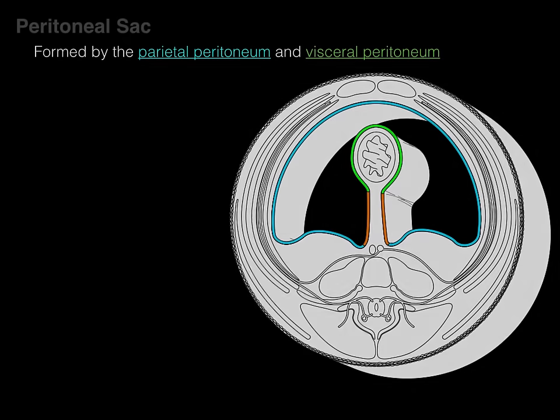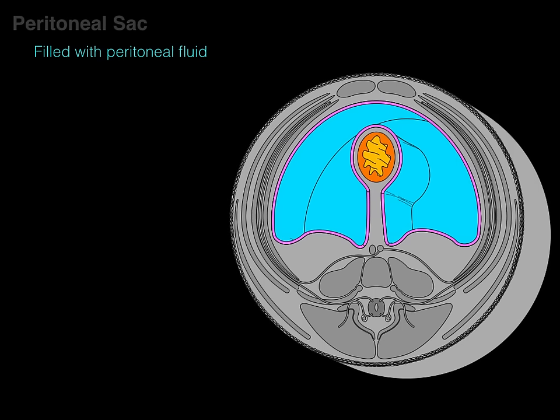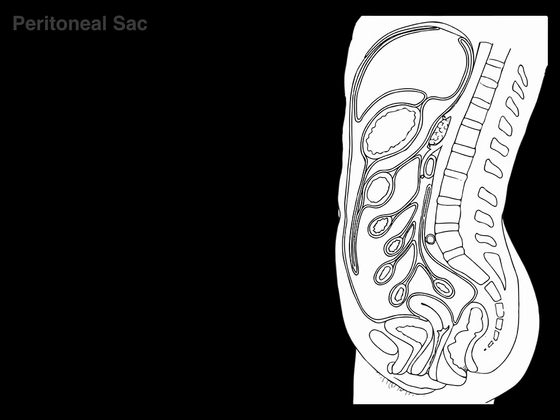Okay, so let's talk about the peritoneal sac. The peritoneal sac is formed by the parietal peritoneum in blue and visceral peritoneum in green. It's the space between them, or basically the sac is formed by those. And it's filled with peritoneal fluid. Now, here we have in the sagittal section the following. There's our liver, and there's our stomach, and there's the pancreas and the duodenum, and there's the transverse colon, and those other five green circles are the small intestine.